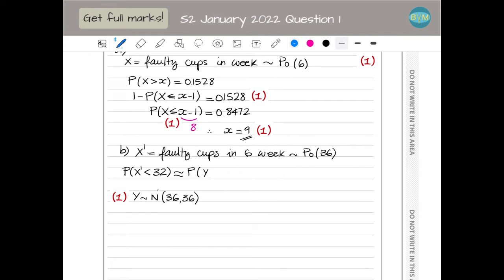This Y is a normal distribution. Probability of Y being smaller than, and remember, when I change from a discrete distribution like Poisson to a continuous normal distribution, I have to apply the continuity correction. So if it must be smaller than 32, that means that it's going to be smaller than 31.5.